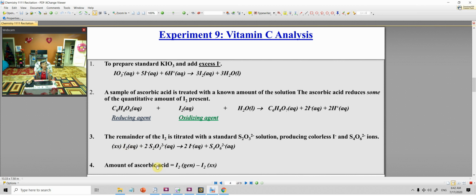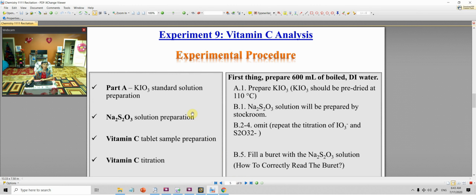The amount of your ascorbic acid equals the generated iodine, the total iodine, minus the excess iodine. That's how you are going to determine the amount of your ascorbic acid.